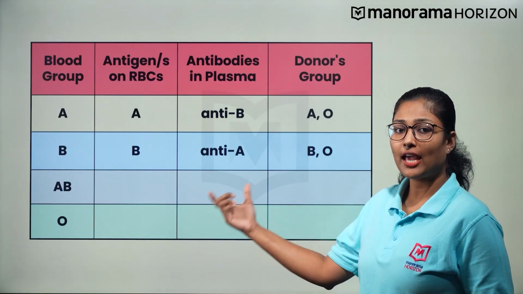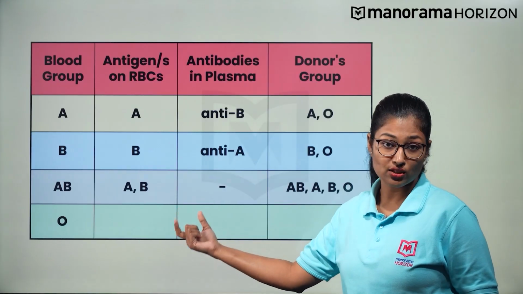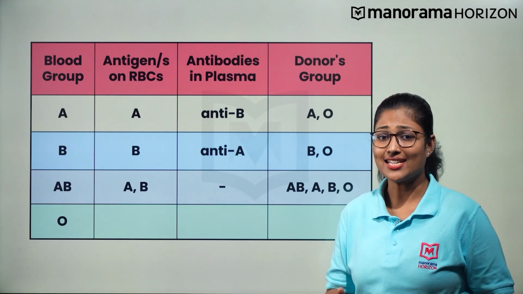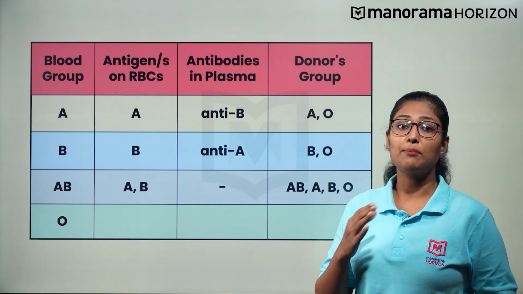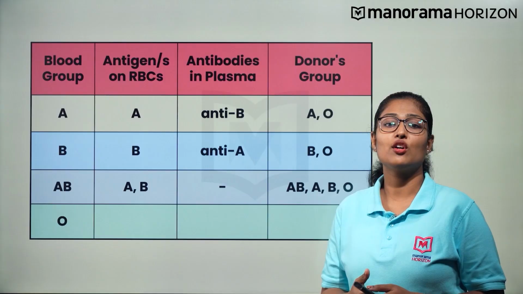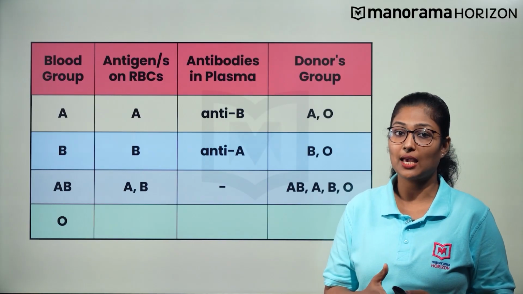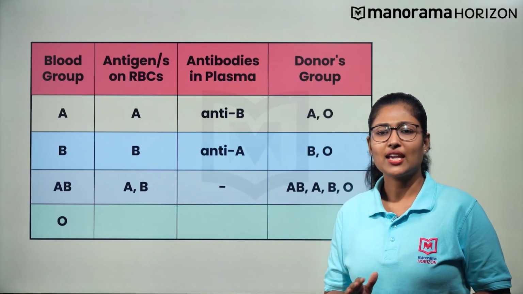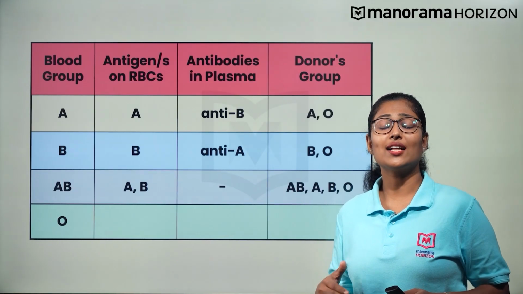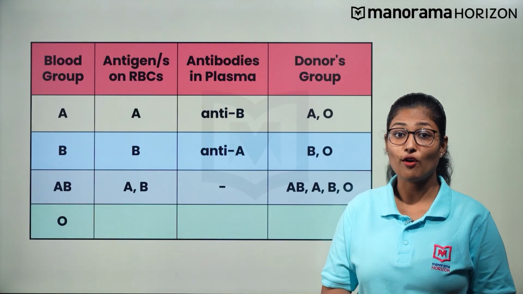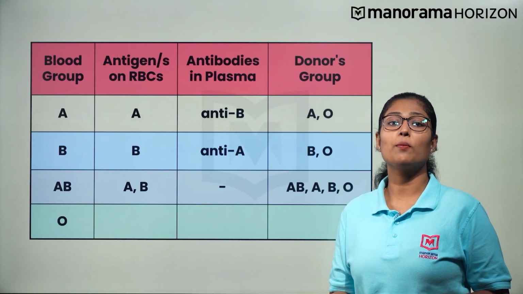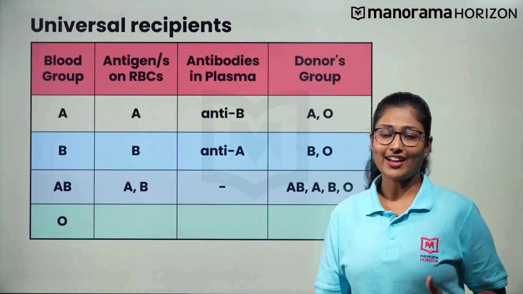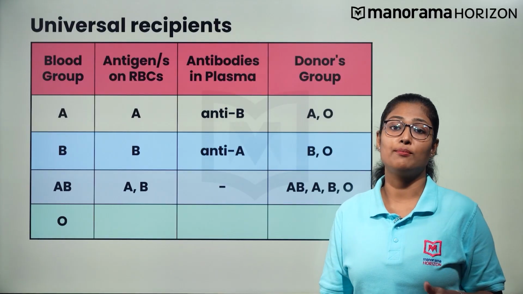Again, blood group AB has antigen A and B on their RBC, but they lack antibodies. Hence, individuals with different blood groups can donate their blood to individuals with blood group AB. But individuals in the AB blood group cannot donate blood to individuals other than the AB group. Therefore, individuals with the AB group are known as universal recipients. Finally, let us check the details of blood group O.